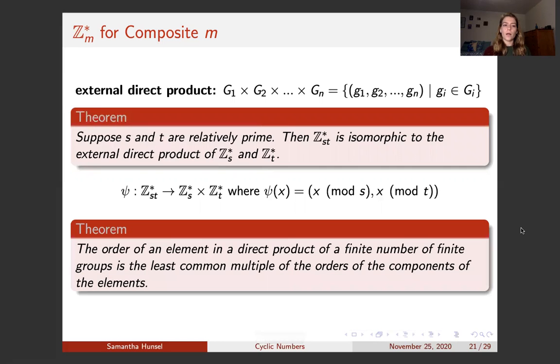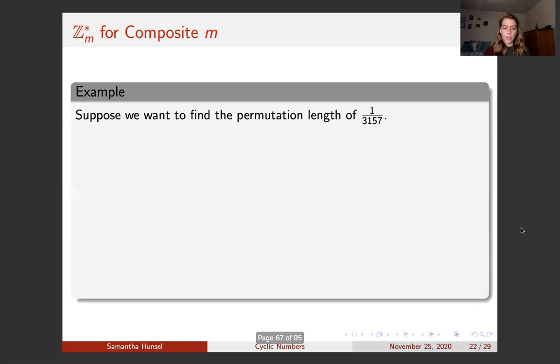And so a way we can calculate the order of 10 to find the permutation length of decimals is by this theorem. We can find the order of an element in the direct product of a finite number of finite groups by looking at the least common multiple of the orders of the components of the element. And so we can use this to break down large M when we're looking at Z star M, and we can more easily take the order of 10 in it. So let's go ahead and look at an example.